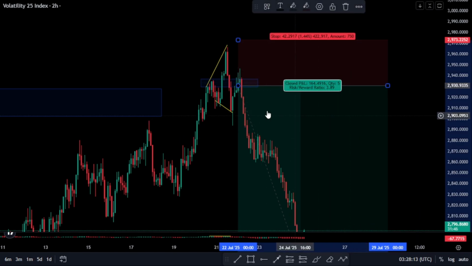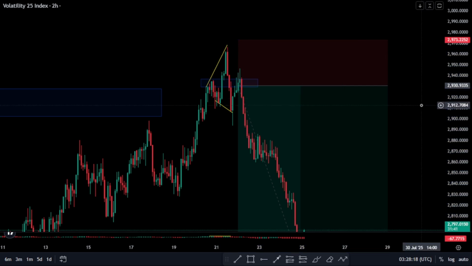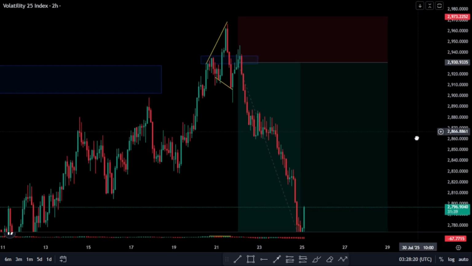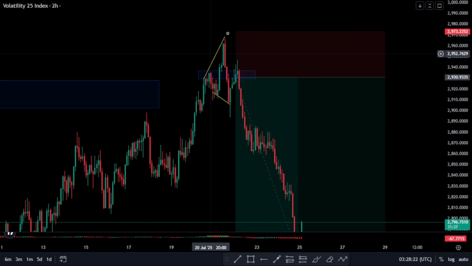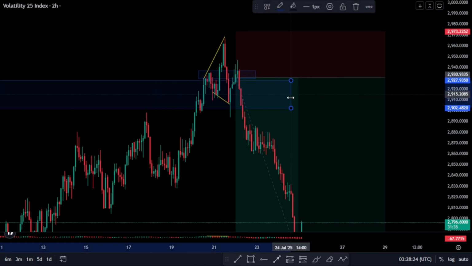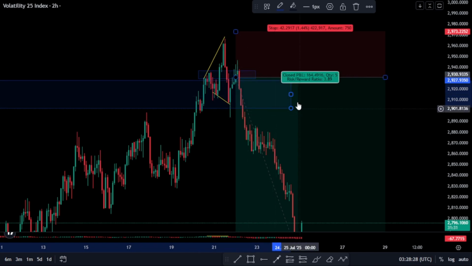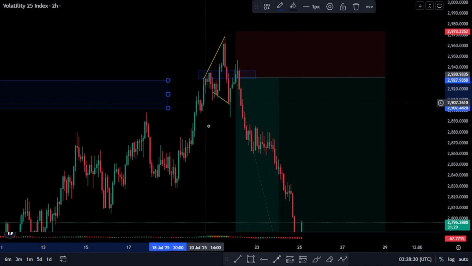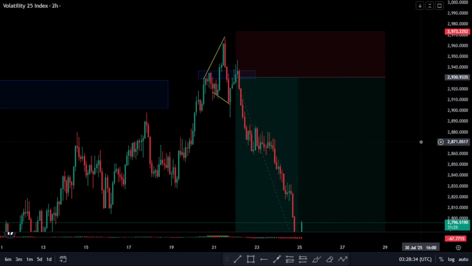Let me just hide this. Okay, let me just leave it for now because I don't want to tamper with this, so that I can explain something. You can see that on this zone here, we are looking for our entries on the daily time frame. When you come now to the lower time frame, which is the 2 hour time frame, you can see that it actually gave us another QM pattern.